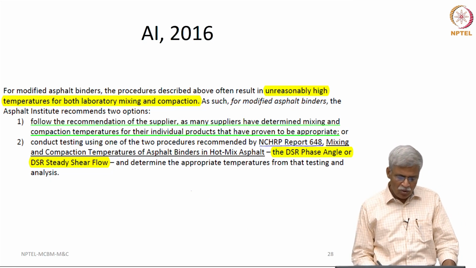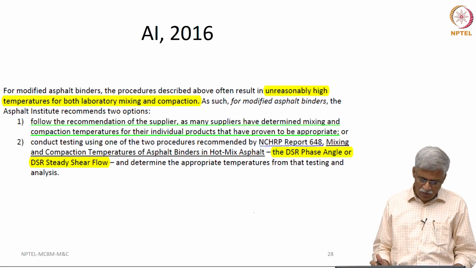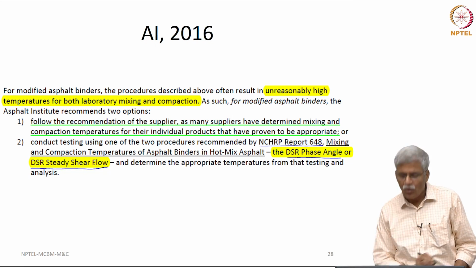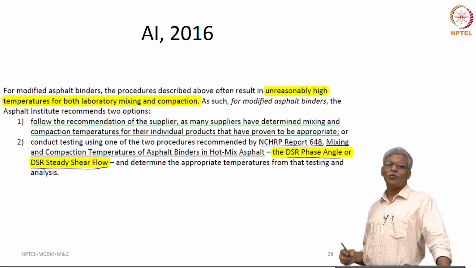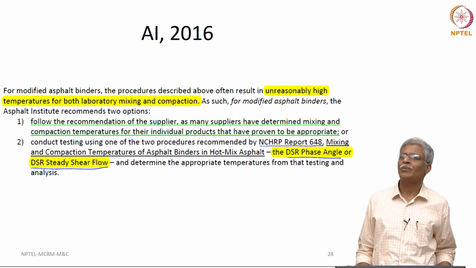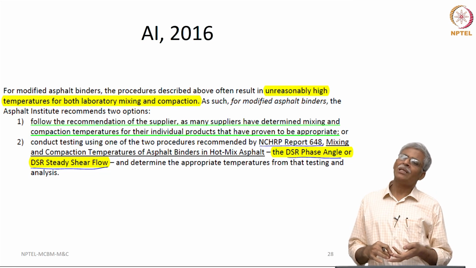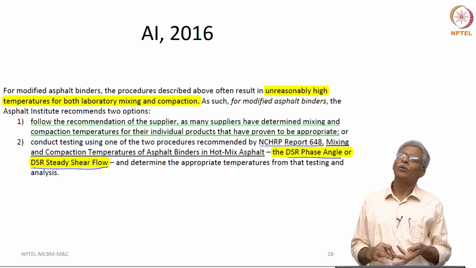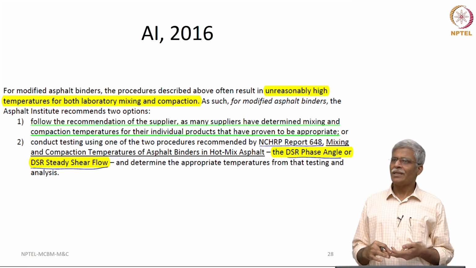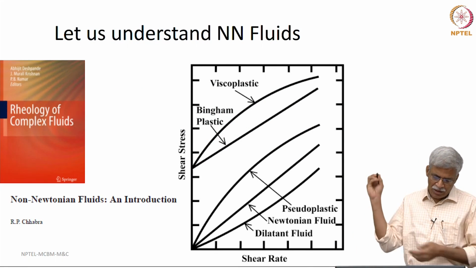648 is only about finding the mixing and compaction temperatures of asphalt binders in hot mix asphalt, what is really called the DSR phase angle method or the DSR steady shear flow method. And now is the point for you to understand that even for something you thought was as simple as finding the mixing and compaction temperature, you need to understand the dynamic shear rheometer. To understand and interpret the results from a dynamic shear rheometer, you need to know pretty good non-Newtonian fluid mechanics, viscoelastic fluids, and how to analyze the data. Only then can you even determine all these things.